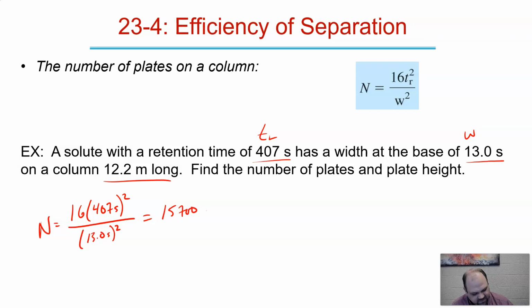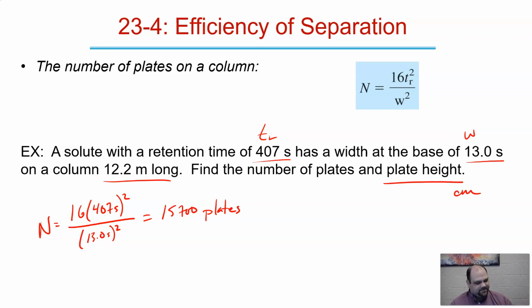15,700. I'm just going to give it 3 sig figs. 15,700 plates. That's a lot of plates. That's going to provide us pretty good resolution. When you go to a distillery that's making vodka, for example, maybe they have 5 to 30 plates, not 5 to 30,000 plates.